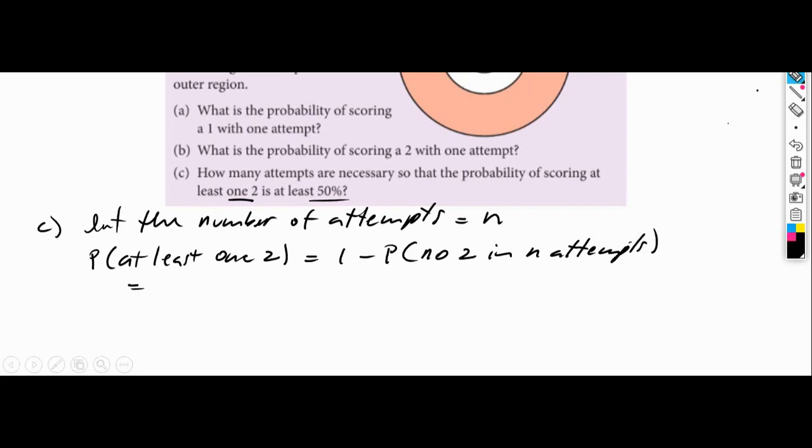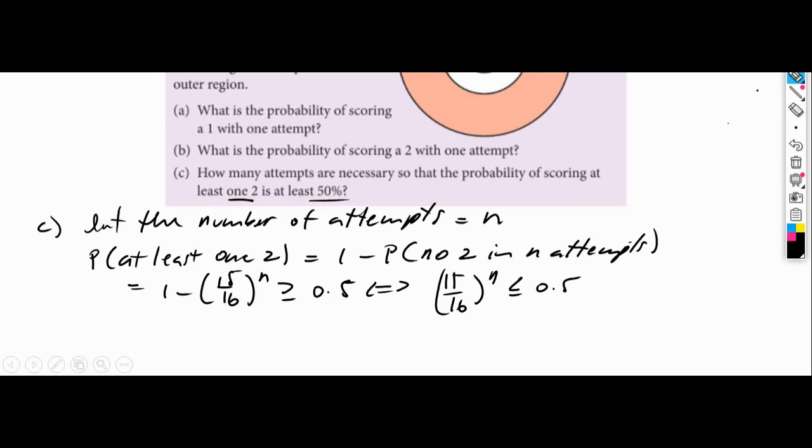So this is going to be 1 minus 15/16, because it's the complement of 1/16, and this is no 2. So this to the power of n. And then it says that this probability has to be at least 50%. So that means that this has to be greater than or equal to 0.5. So notice that this implies that 15/16 to the power of n would have to be less than or equal to 50%.